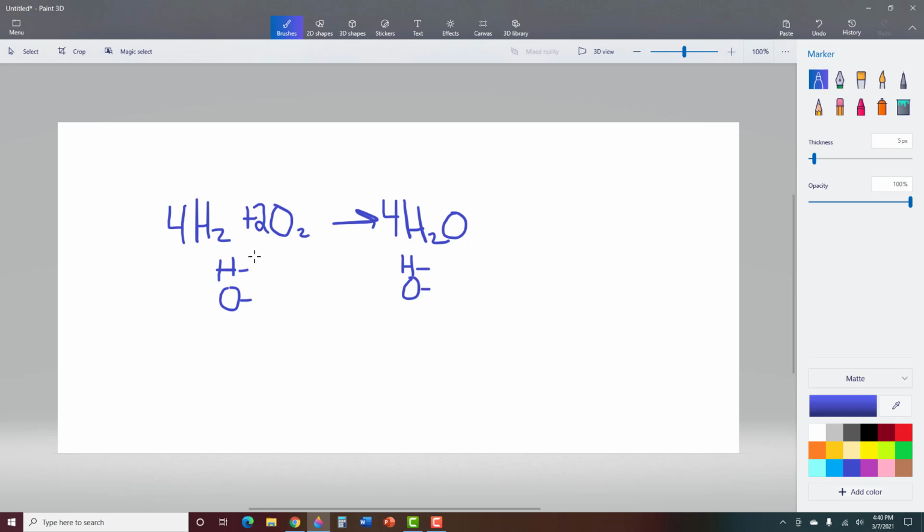Okay, so H's I have 8 right here, and then O's I have 2 times 2, which is 4. And then over here I have H's, which is 4 times 2, which is 8. And then O's would be 4 times 1, which is 4. So when you look at this, you say, okay, that is balanced. 8, 8, 4, 4. But one thing you just need to glance at real quick before you decide an equation is balanced is sometimes you do what we call overbalancing.